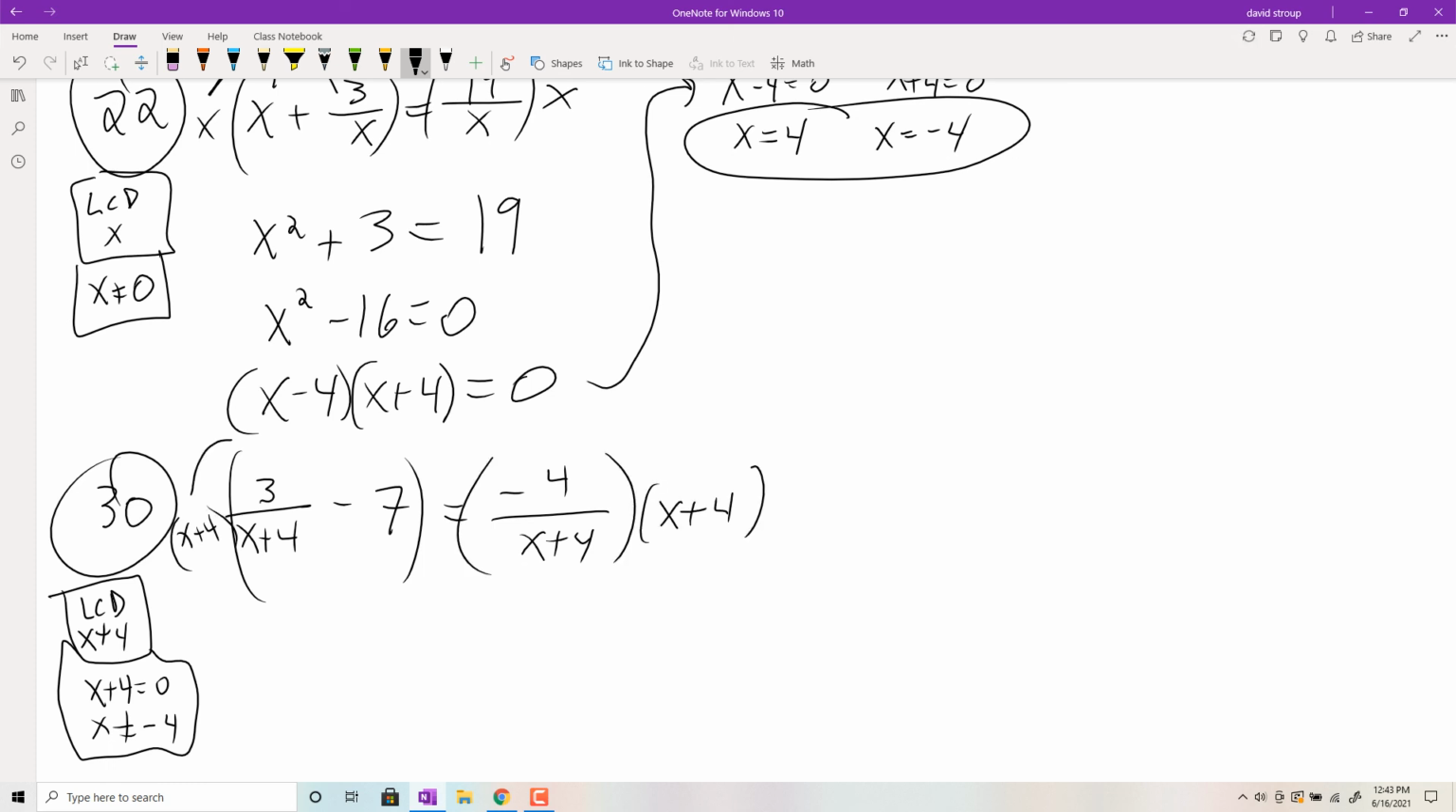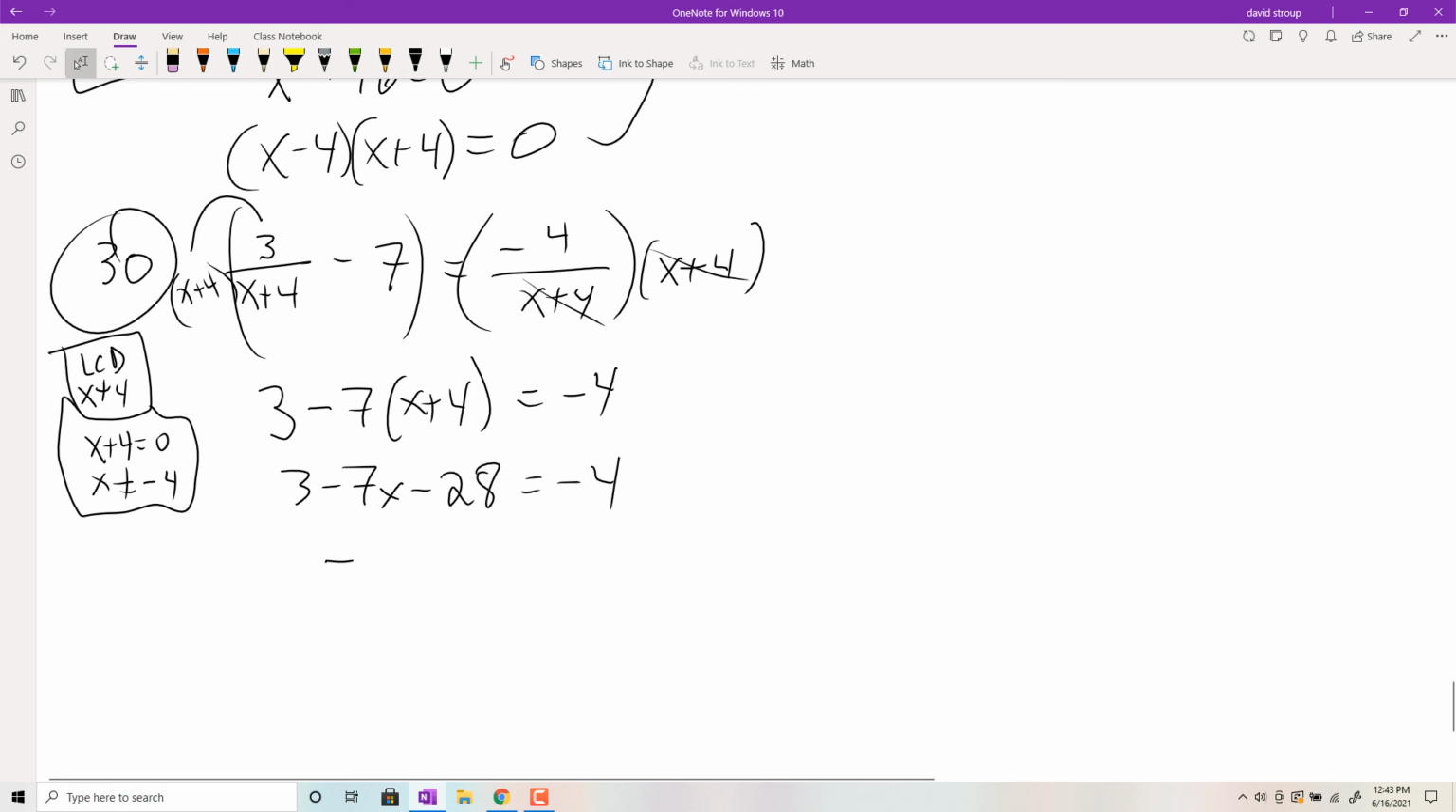So on the left, this times this, the x plus 4's cancel. You have 3 left, minus 7 times x plus 4. On the other side, you just got negative 4 because the x plus 4's cancel. So you get 3 minus 7x minus 28 is negative 4.